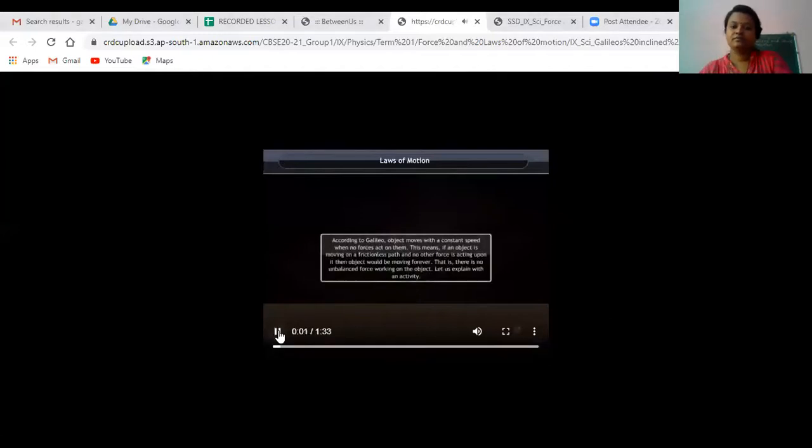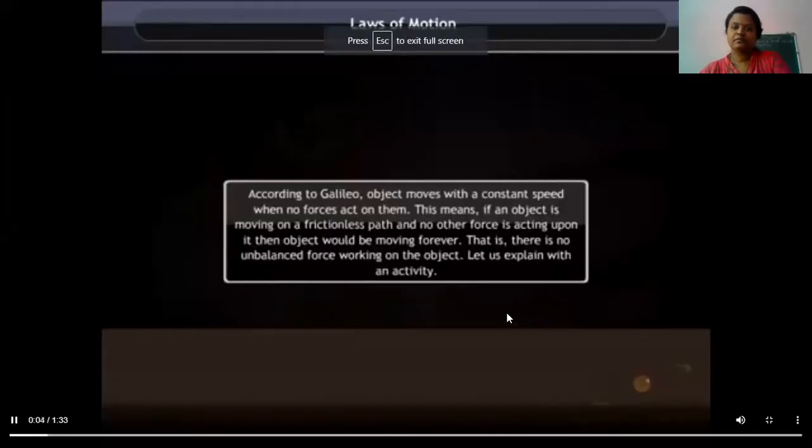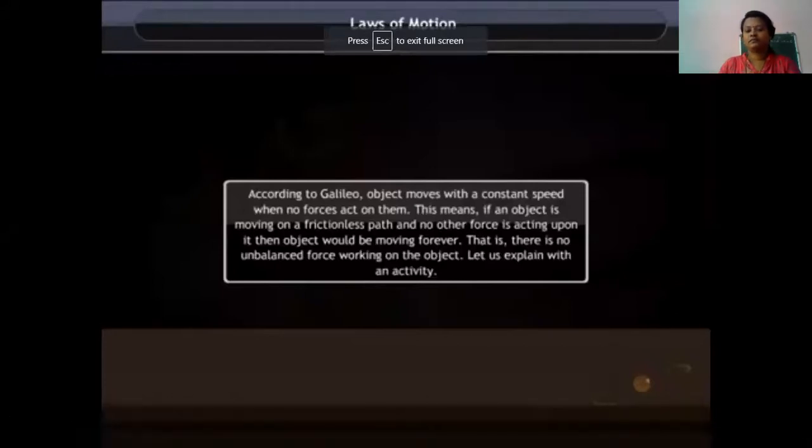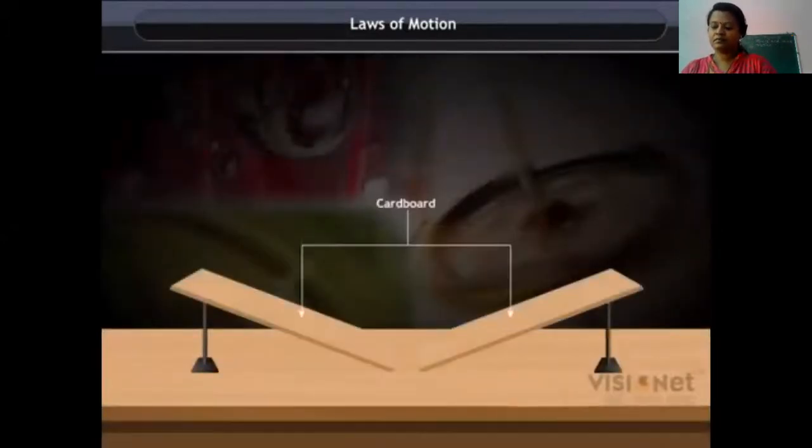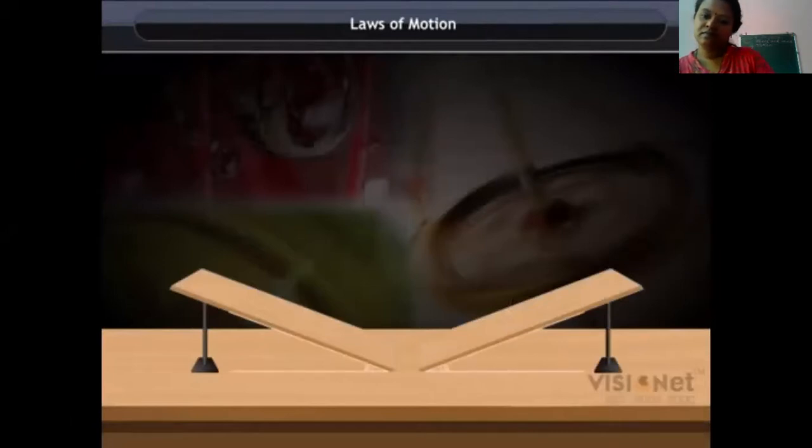Laws of motion by Galileo Galilei. According to Galileo, objects move with a constant speed when no forces act on them. This means if an object is moving on a frictionless path and no other force is acting upon it, then the object would be moving forever. That is, there is no unbalanced force working on the object. Let us explain with the help of an activity. Take two equal sized cardboards and place them against each other so that they make equal inclination with the table. Assume that both surfaces are frictionless.